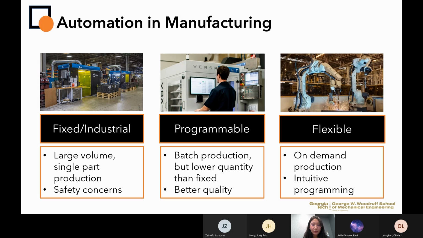Next, we have programmable automation, which is suitable for the batch production of parts. Compared to fixed automation, programmable automation is capable of producing better quality parts, but in lower quantities. The production equipment also need to be reprogrammed for each part, which leads to a large amount of equipment downtime. Lastly, we have flexible automation, which is capable of on-demand production. Programming for flexible automation is done on a computer terminal, making it more intuitive for users and also saves the time spent on reprogramming the equipment itself.